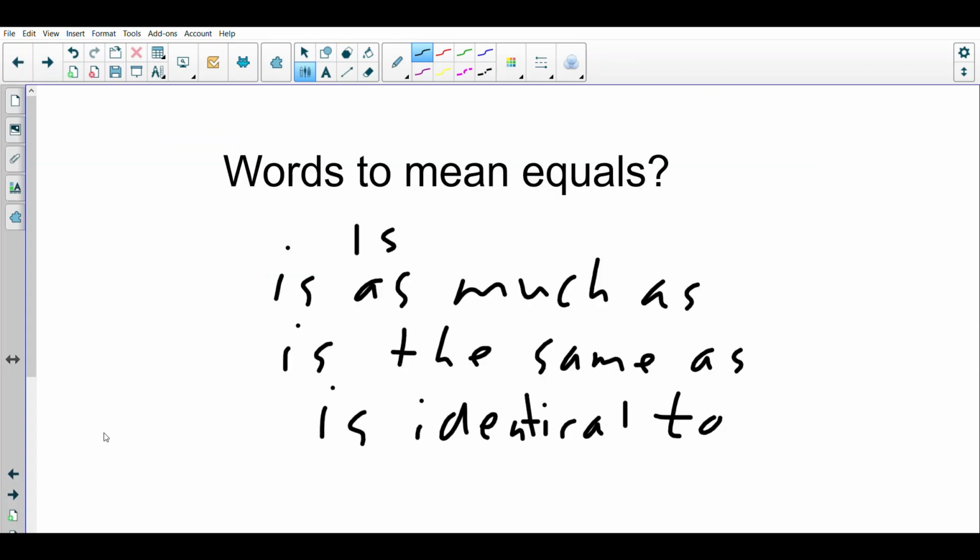And here, some of them given right here are the word is, as much as, is the same as, is identical to, we could put in there is equal to. I mean, there are a ton out there, and this is just a short list for you to look at. So let's practice this now. Remember, we have our other words that mean add, subtract, multiply, divide, powers, all that stuff. So let's put it into application.